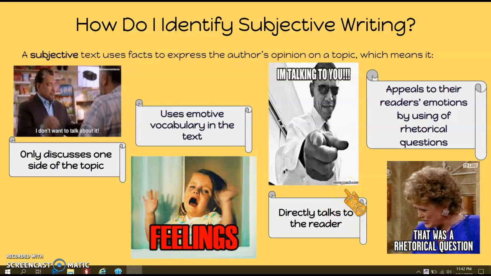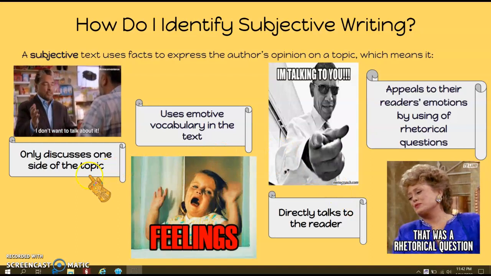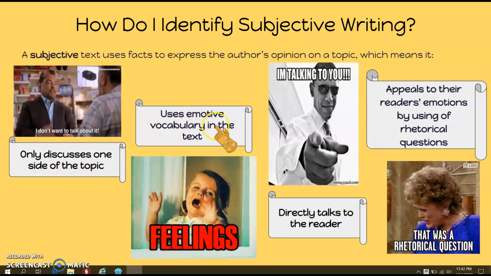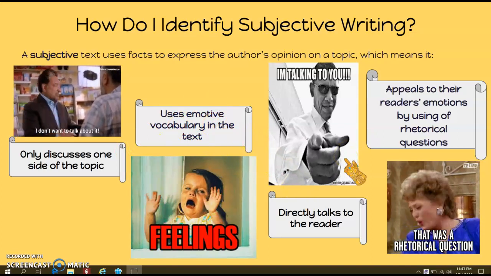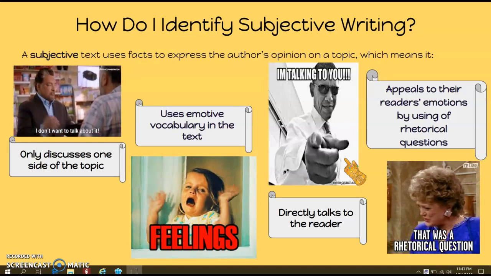Next, a subjective text directly talks to the reader. So in subjective writing, remember, since they are talking about one side of a topic, and since they are using emotion, the author is going to try to speak directly to you so that it feels more personal.